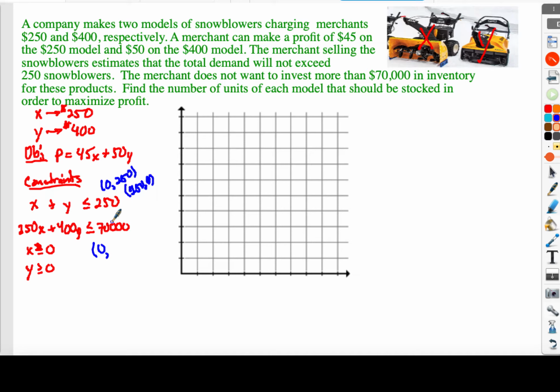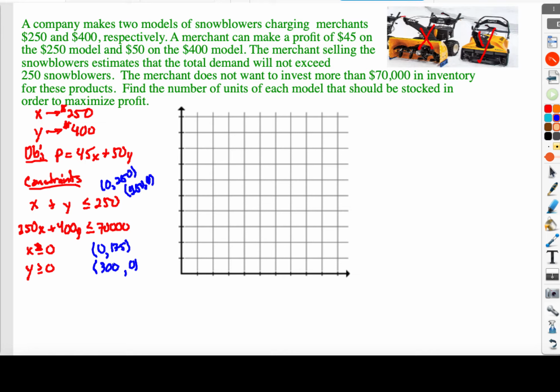basically is just, let's figure that out. 70,000 divided by 400 is going to be 175, I do believe. 175. But on the other hand, if I plug 0 in for y, then I'm going to be taking 250 divided into 70,000, and I get 300.